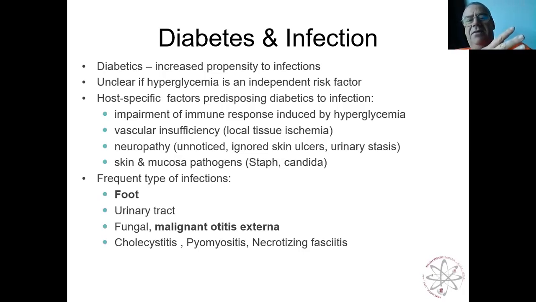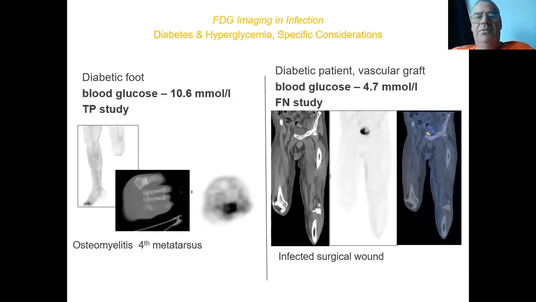Hypoglycemia may be an independent factor, but it may be related to vascular insufficiency, change in the immune system, neuropathy, and also having more skin contaminants. Not everywhere is good for breast imaging. We're not very good in the urinary tract, but things like the foot, the sternum, and some other areas we could be very good. So these are two patients.